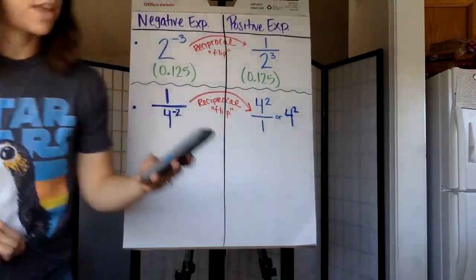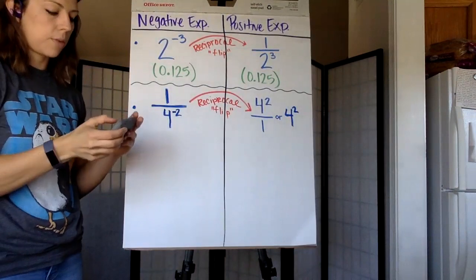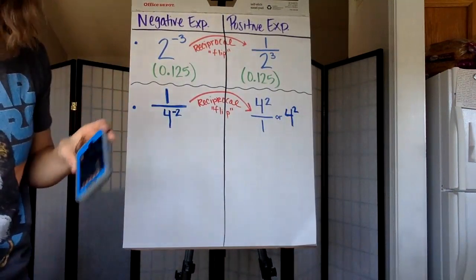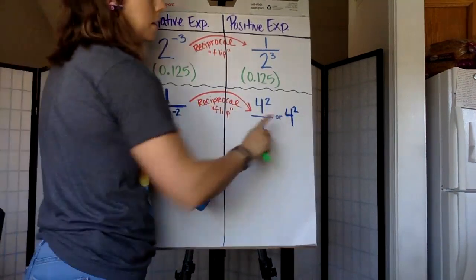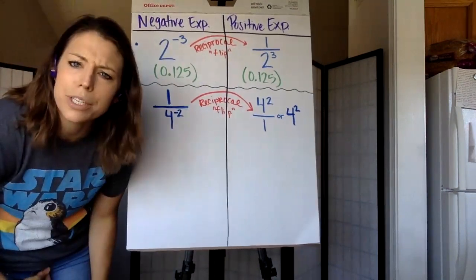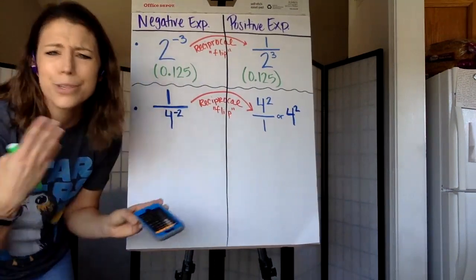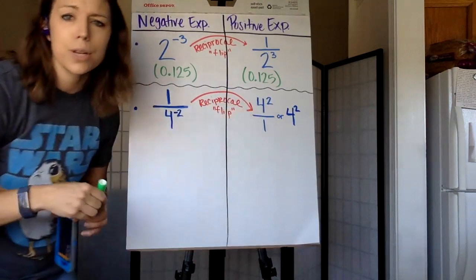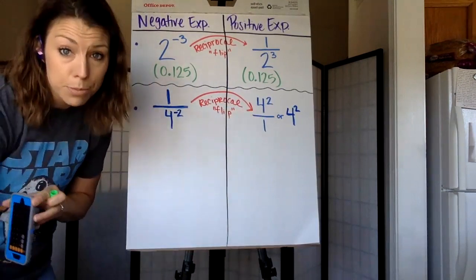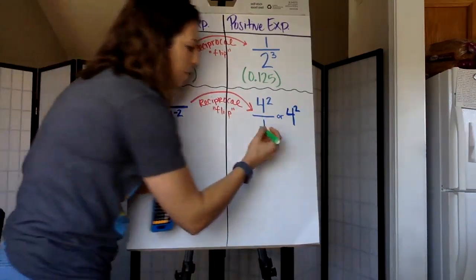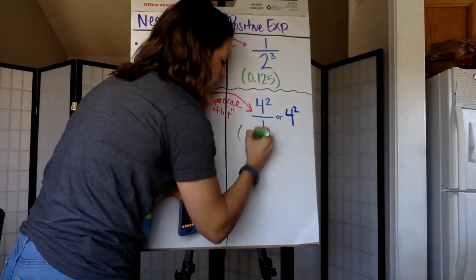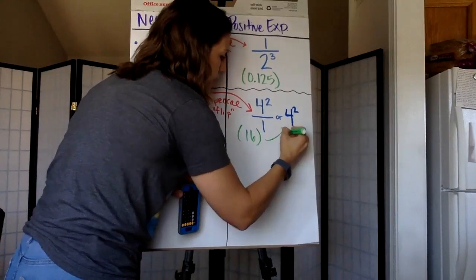So let's check using our calculator, right? Because you shouldn't just believe me blindly. First of all, please don't use a calculator for 4 to the second power. You should know what that is. 4 to the second power is 4 times 4. What is 4 times 4? 16, right? Okay, so we know this is 16.